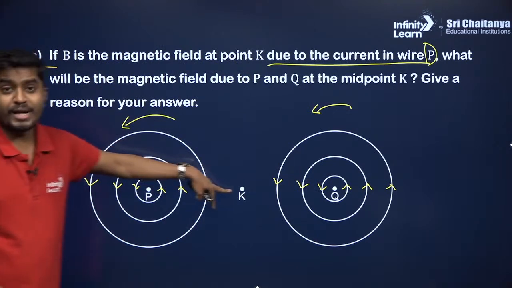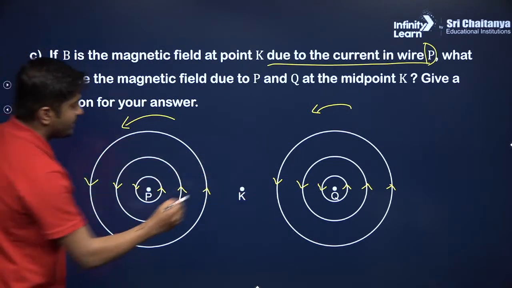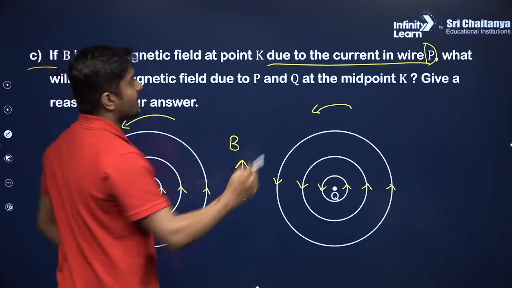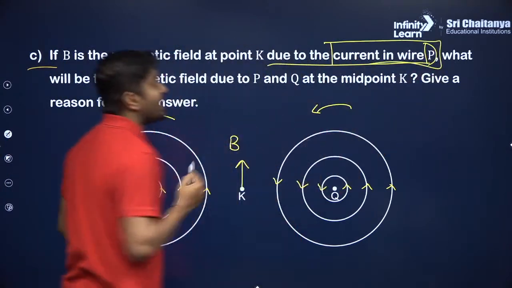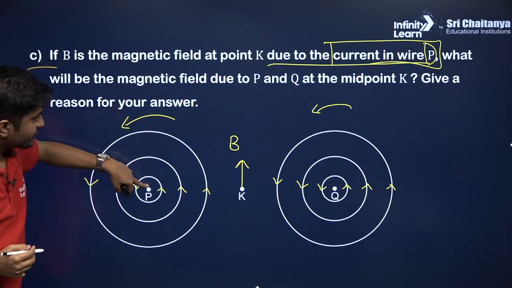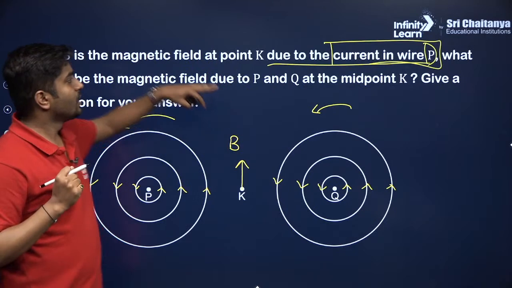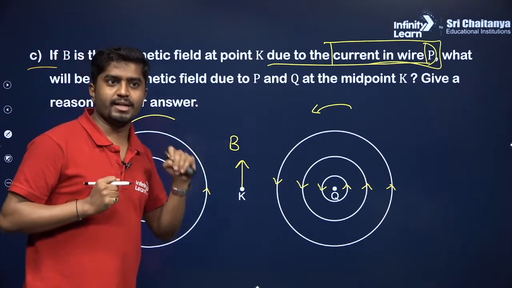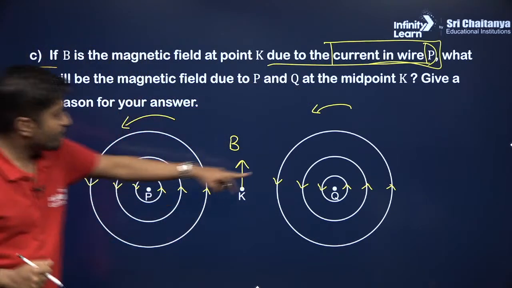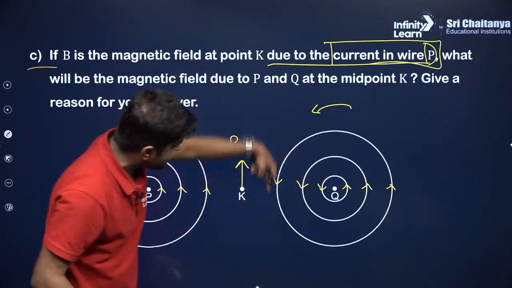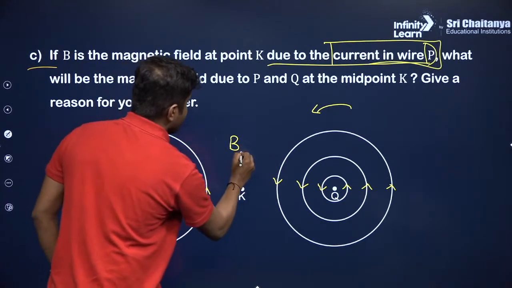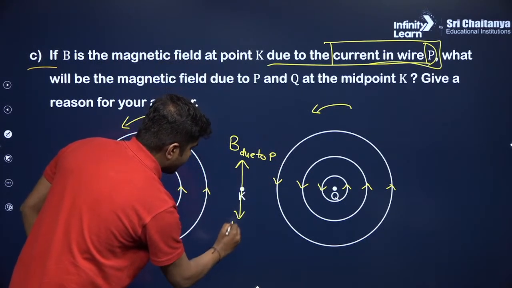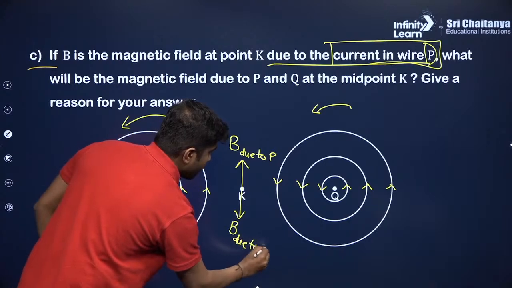So now at point K, K is the middle point. So what will be the direction of magnetic field? This is the magnetic field B. This magnetic field is because of the current in wire P, only because of P. So only because of this wire, this is the direction of magnetic field. Okay, now, what will be the magnetic field due to P and Q at the midpoint? Because of Q, you see, it is in this direction, they are going down. So this is B due to P, and there would be a magnetic field due to Q.